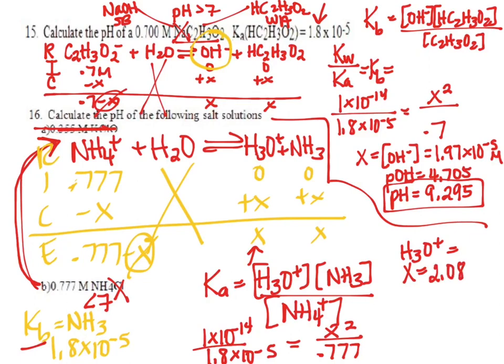Okay, so I'm going to put 2.08 times 10 to the negative 5th molarity. That's our H3O plus. So what is our pH? The negative log of that, yes. So 4.682.